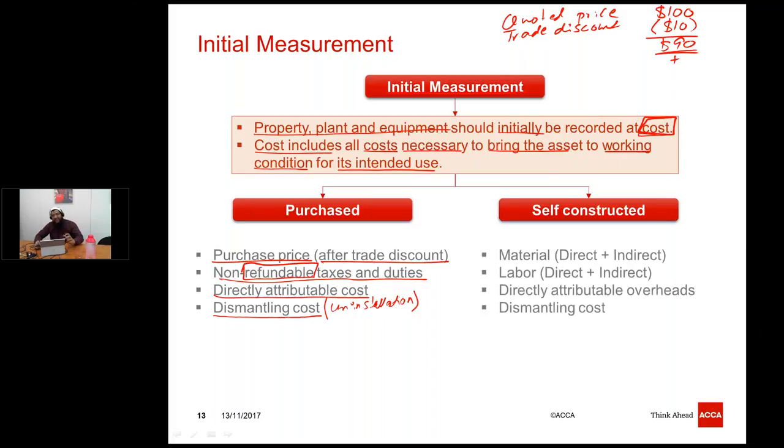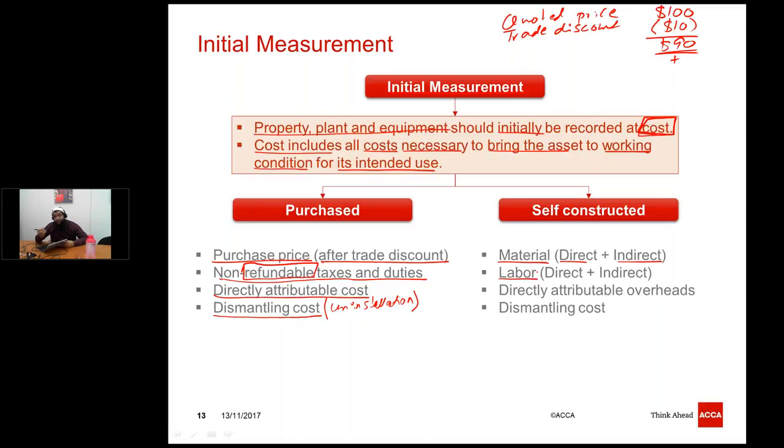Now, if the asset is self-constructed, we are constructing the asset on our own. So we would be using the material. The material cost is going to be capitalized, whether it is direct material or indirect material. The material cost will be capitalized irrespective of whether it is direct or indirect.